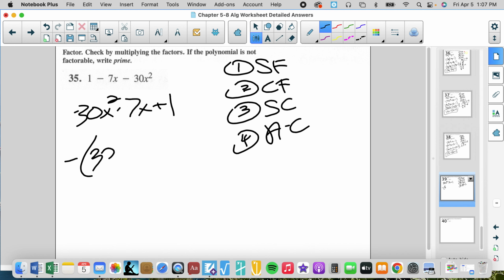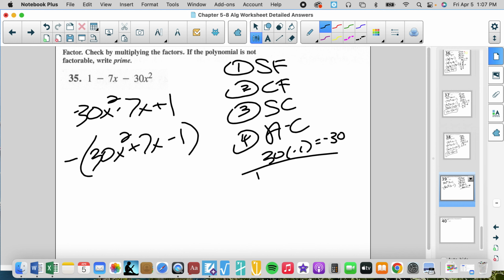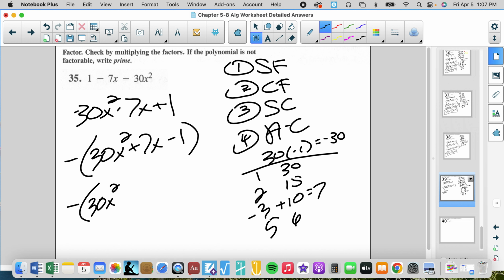Negative 30x squared minus 7x plus 1. Factor out the negative: 30x squared plus 7x minus 1. We're just going to change all the signs. We get 30 and negative 1 is negative 30. 1 and 30, 2 and 15, 3 and 10, 5 and 6. Plus minus is 7. 30x squared minus 3x plus 10x minus 1.